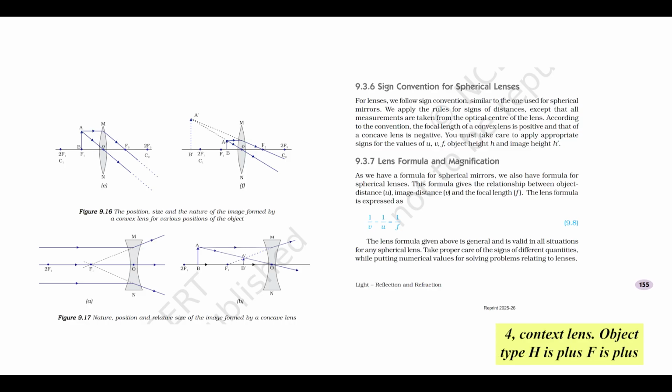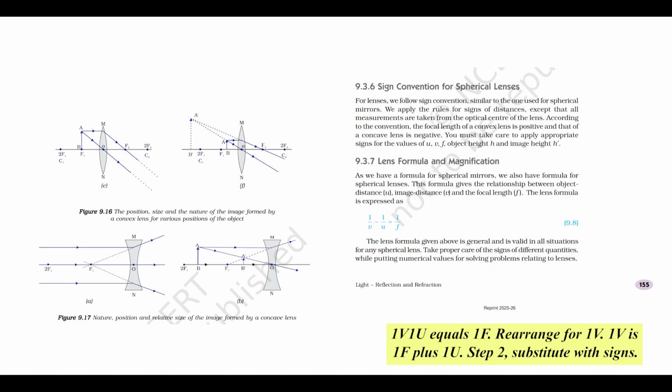Now, example 9.4, a convex lens. Object height h is +2.0 centimeters, f is +10 centimeters, positive for convex. Object distance u is -15 centimeters. Find v, h', and m. Step 1, lens formula: 1/v - 1/u = 1/f. Rearrange for 1/v: 1/v = 1/f + 1/u. Step 2, substitute with signs: 1/v = 1/10 + 1/(-15). Step 3, solve for v: v = +30 centimeters. Positive v for a lens.